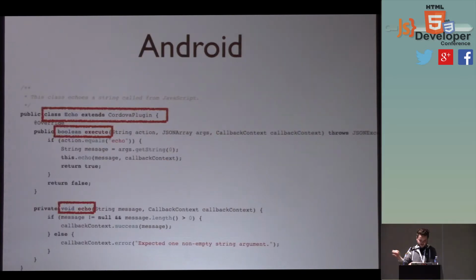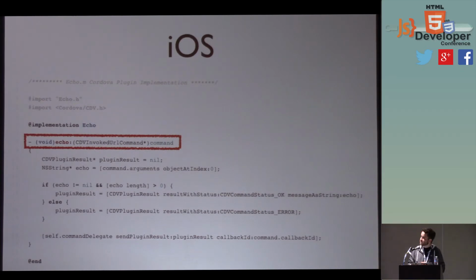And on Android, the whole implementation fits on one screen. You just extend the Cordova plugin, and then you implement two methods, or actually one method, that's execute, and then that execute calls the actual implementation that just echoes the message. And on iOS, it's similar. And this is the level of native coding you actually need to learn when you do a plugin.